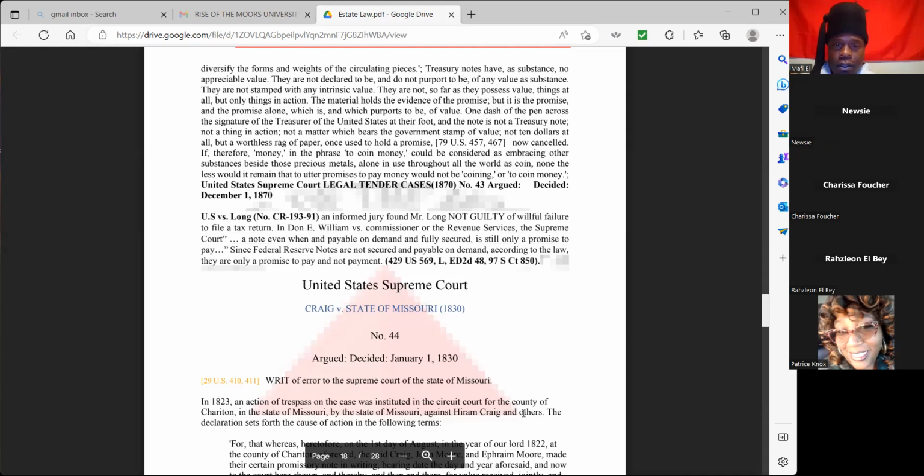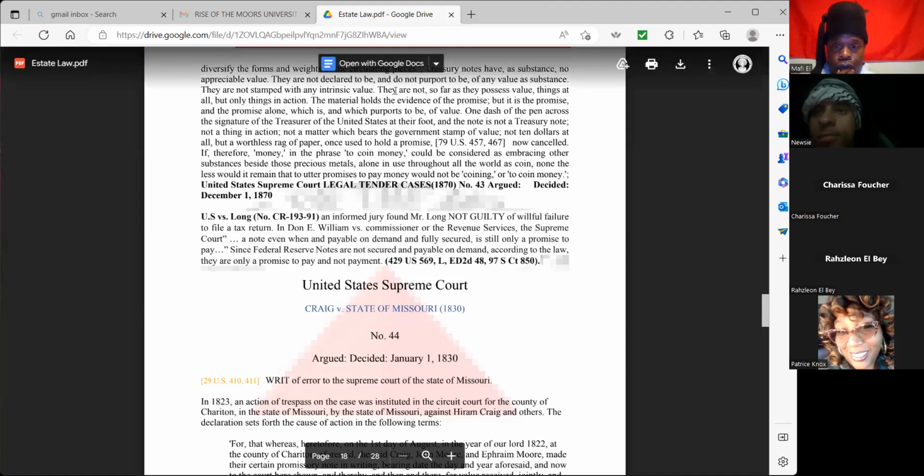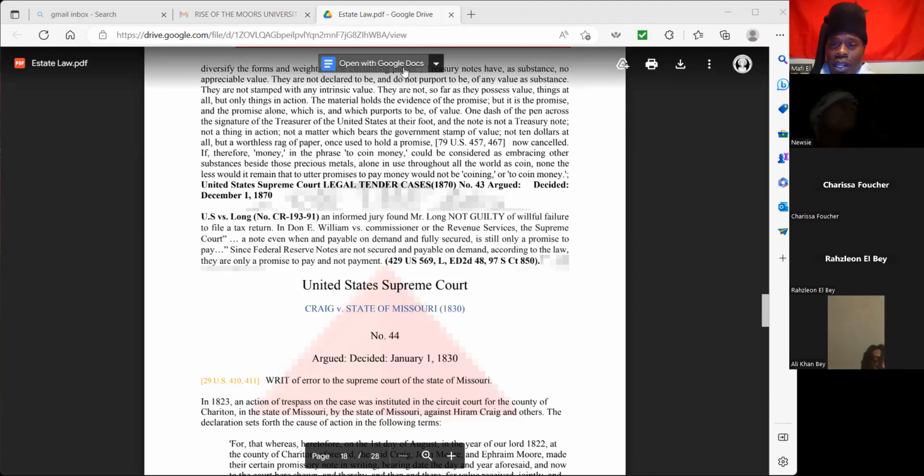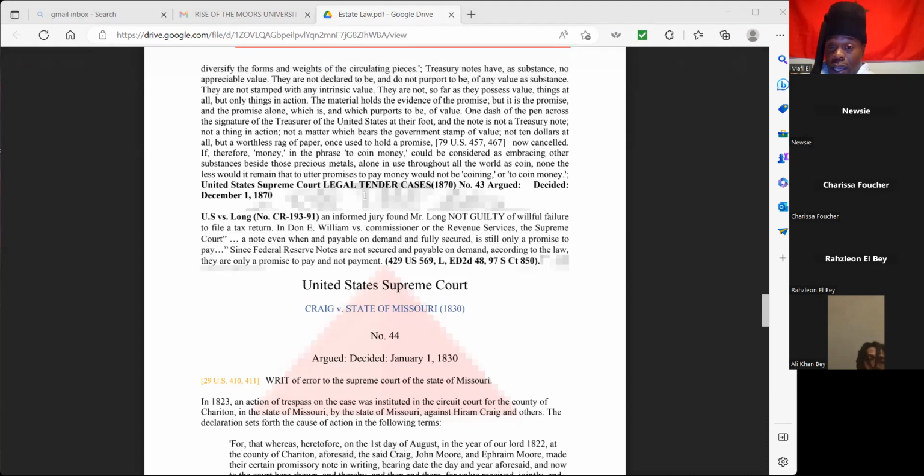If therefore money, in the phrase to coin money, could be considered as embracing other substances besides those precious metals alone, in use throughout all the world as coin, none the less would it remain that to utter promises to pay money will not be coining, or to coin money. And right, to support that, United States Supreme Court, Legal Tender Cases, number 43, argued and decided December 1st, 1870.